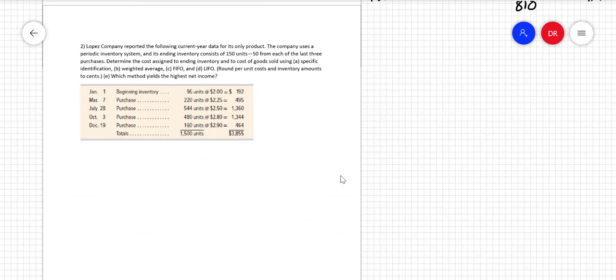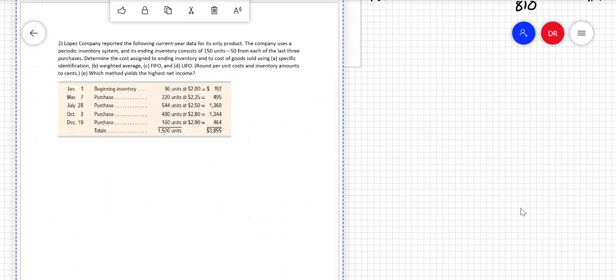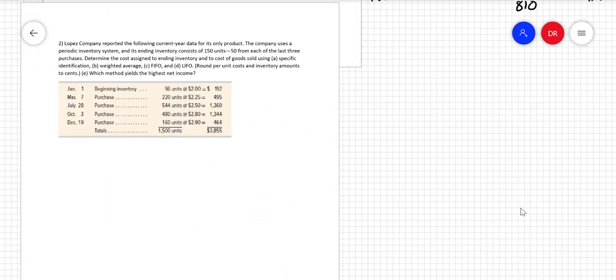The next item we have here says Lopez reported the following current year data for its only product. The company uses periodic inventory, and its ending inventory consists of 150 units, 50 from each of the last three purchases. Determine the cost assigned to ending inventory and cost of goods sold using specific identification, weighted average, FIFO, and LIFO. So this is a lot like the last problem we had, all right? So we're going to start with specific identification.